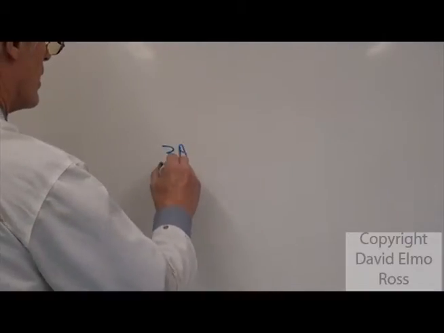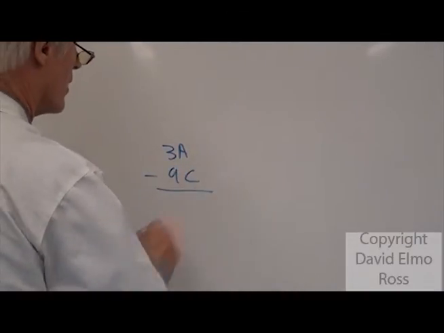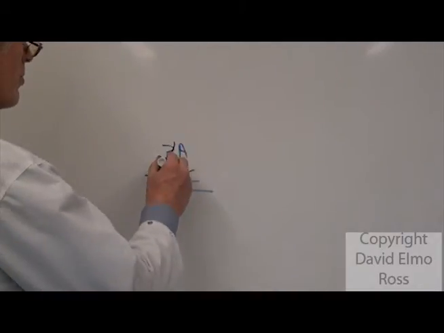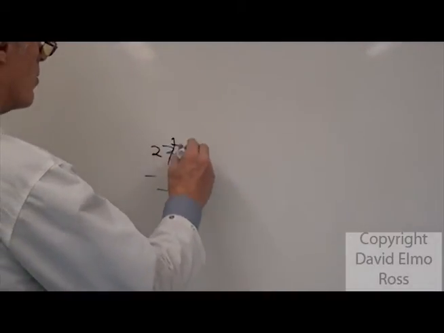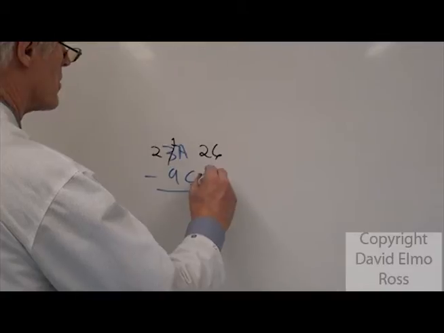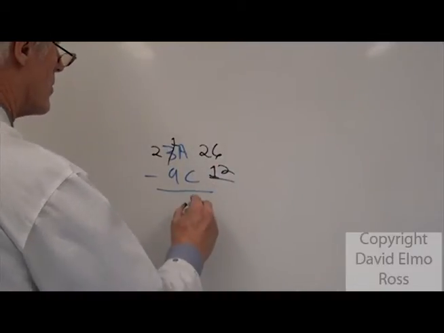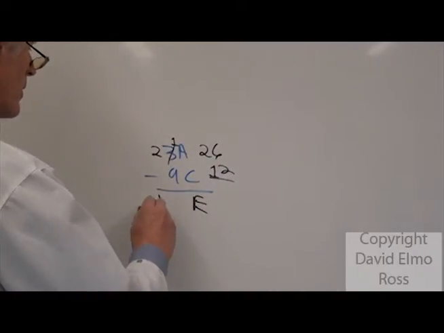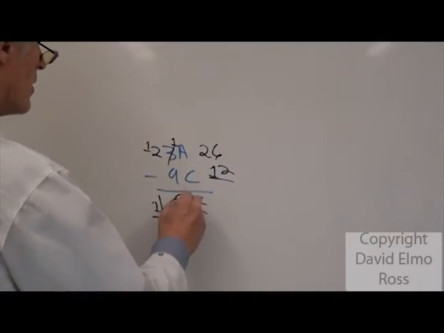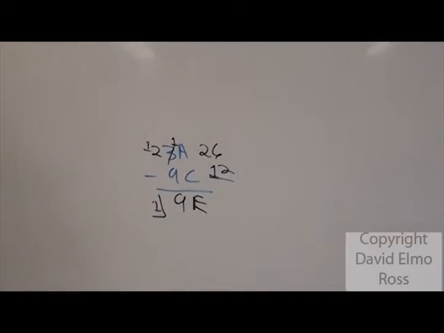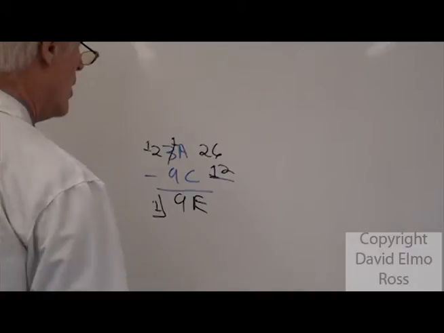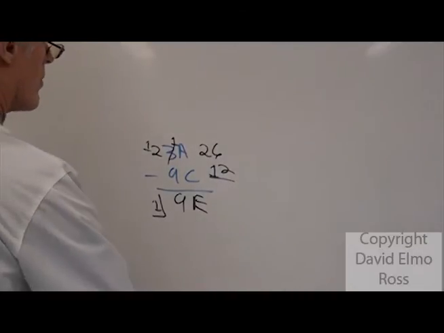Let's do 3A minus 9C. Borrow 1, C is bigger than A, borrow 1 from the 3, make it a 2, that's a 1A, which is 26 minus 12, which is 14, which is E. Borrow 1 from the carry, that's 18 minus 9 is 9. And so we've got a calculation here. So if we look at it, we've got a result.